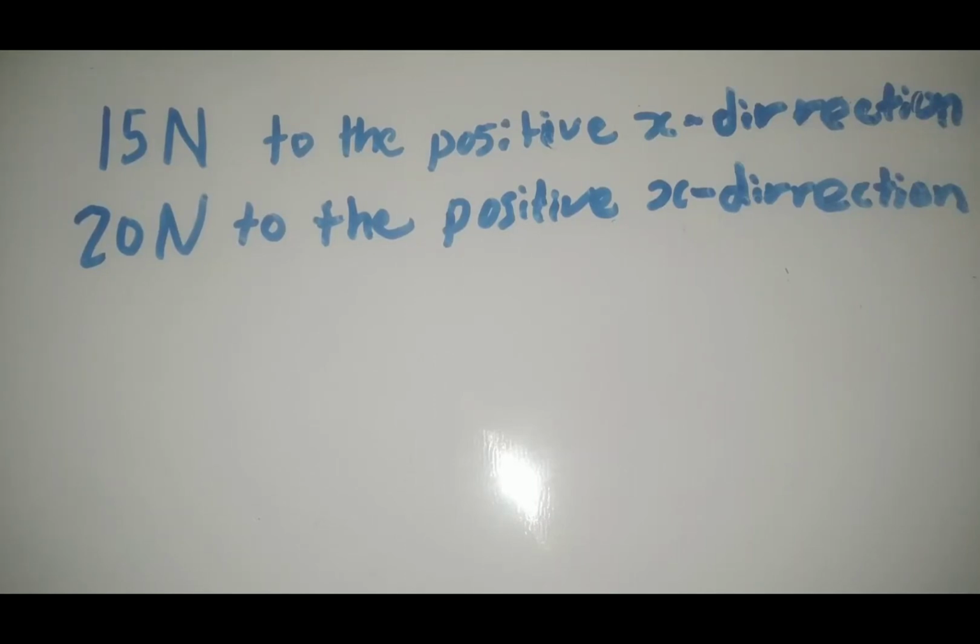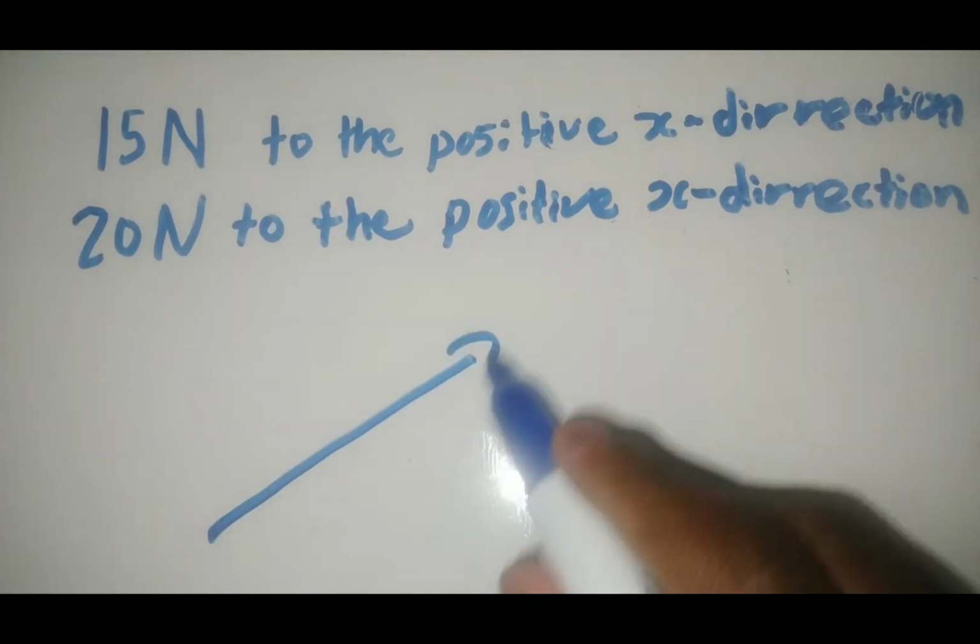Good day. So today I'm going to show you how to find the resultant using head to tail method. So before we start with the method, let's first define what is a vector. A vector is something that has got both magnitude and direction.